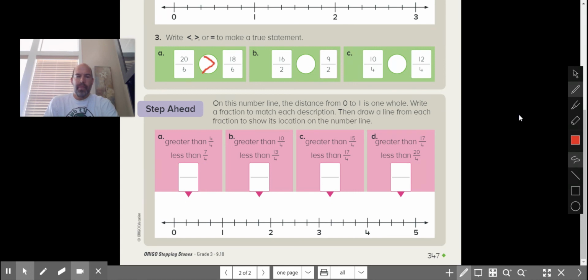So let's say that I said 5/4 is greater than 4/4 and it's less than 7/4. I could put 1 to 5. So I would just go right there like that.